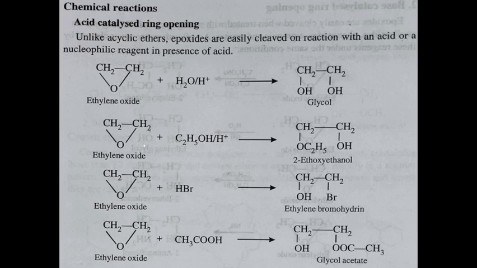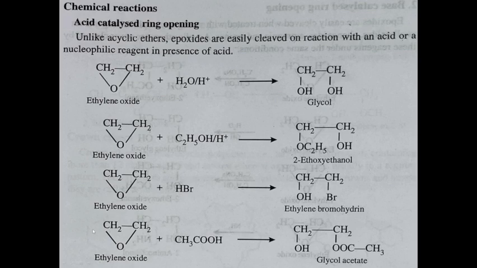Okay, and if we use ethanol in acidic medium, then one carbon atom will get an OH group and the other carbon atom will get an ethoxy group. So we get 2-ethoxyethanol. Okay, and then if we take the epoxide reacting with HBr, hydrobromic acid, one carbon atom of the epoxide gets OH, and the Br goes to the other carbon atom, so we get ethylene bromohydrin.